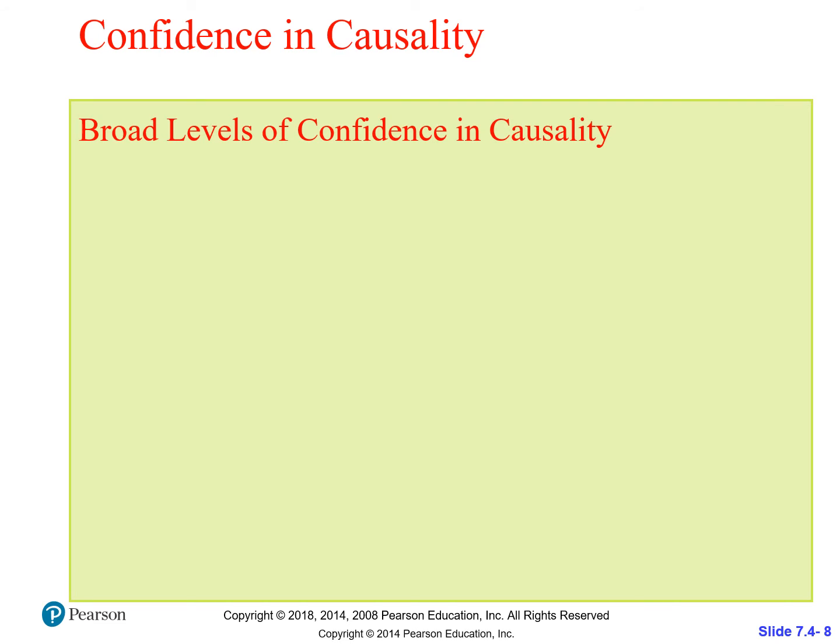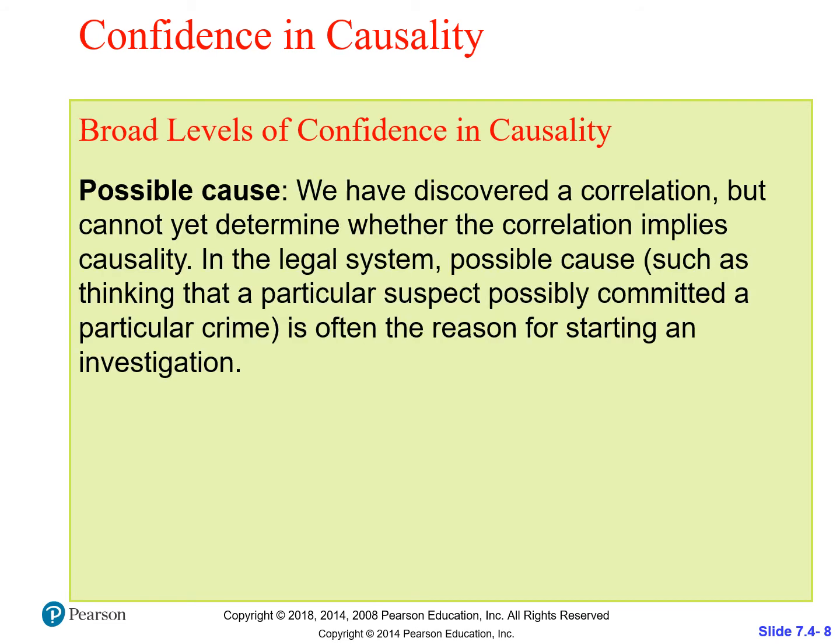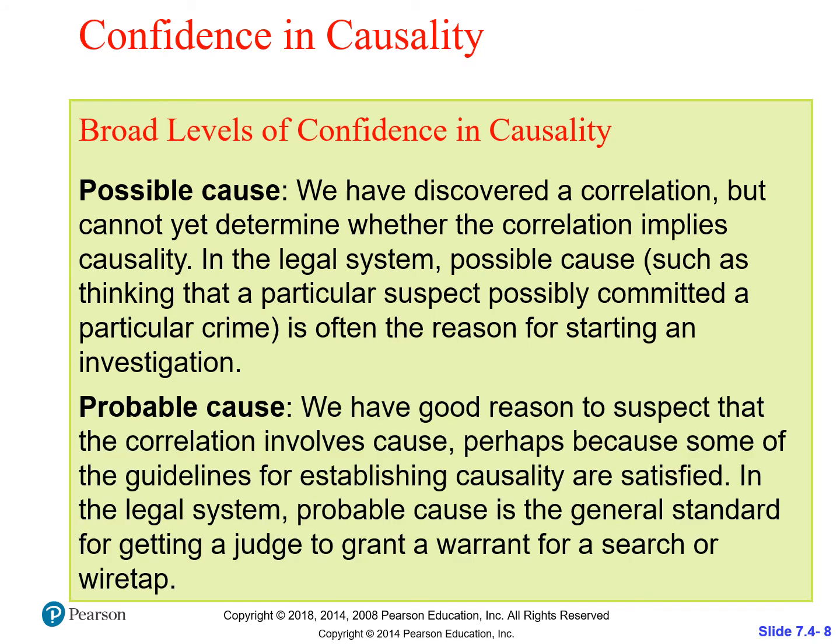So, broad levels of confidence, there's really 3. Possible cause. We've discovered a correlation, but we cannot yet determine whether correlation implies causality. An analogy is the legal system. A possible cause, such as thinking that a particular suspect committed a crime, is often the reason for starting or opening an investigation. Then we have probable cause. We have good reason to suspect that the correlation involves a cause.